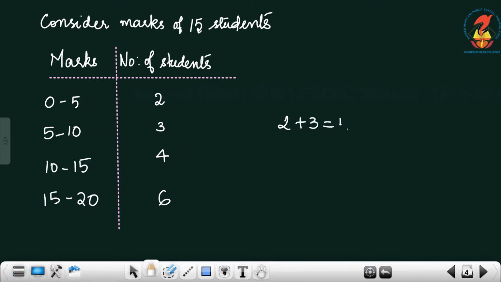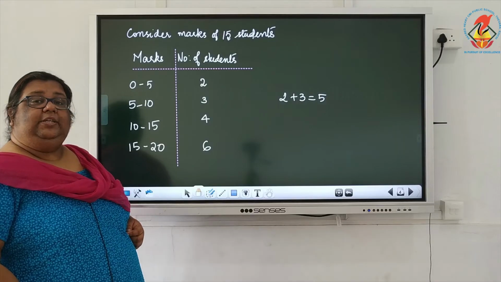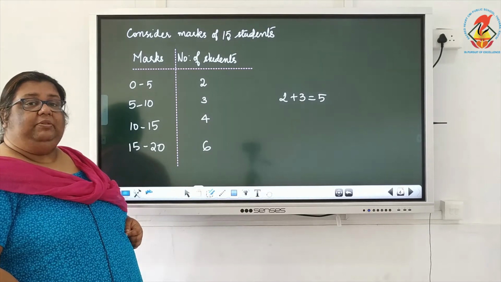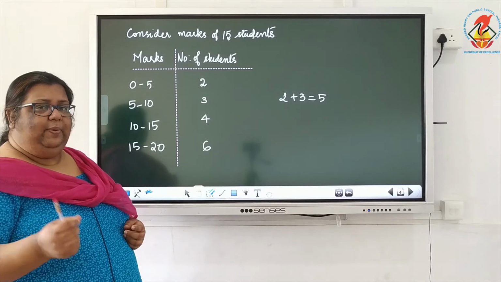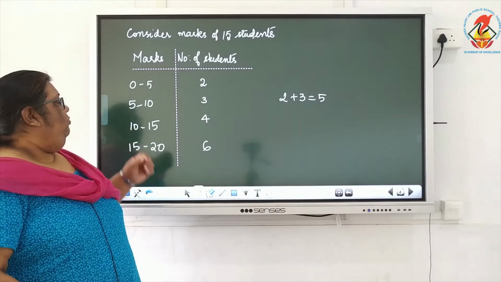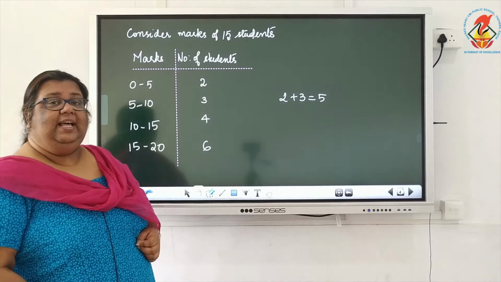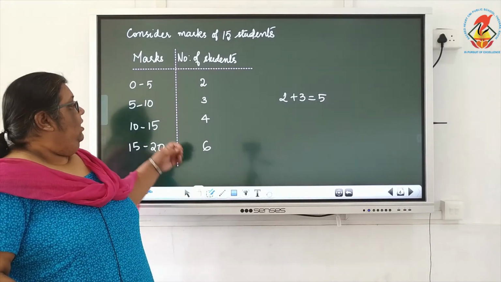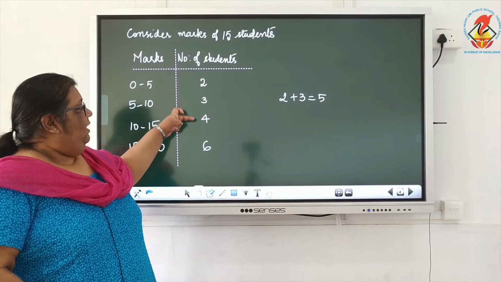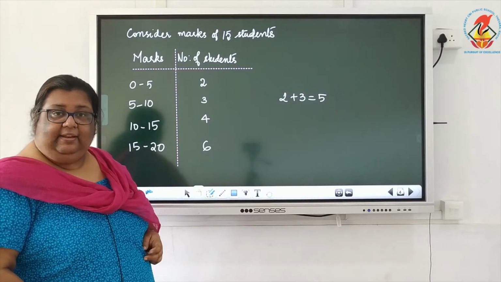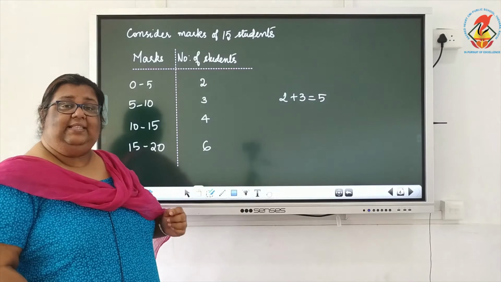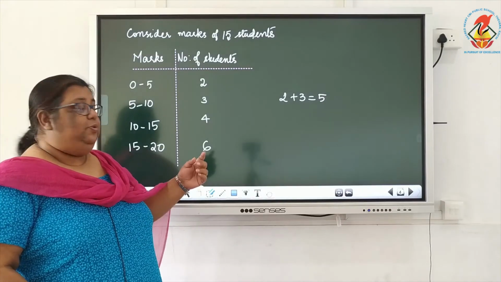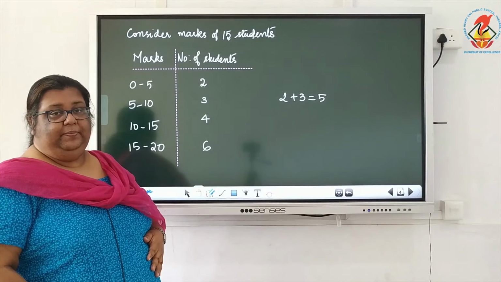2 plus 3, 5 students. Then can you tell me how many students are there with marks less than 15? Yes, think quickly and tell me the answer. How many students are there with marks less than 15? It will be 2 plus 3, 5 plus 4, 9. Very good. And how many students are there with marks less than 20? It will be 15 students.